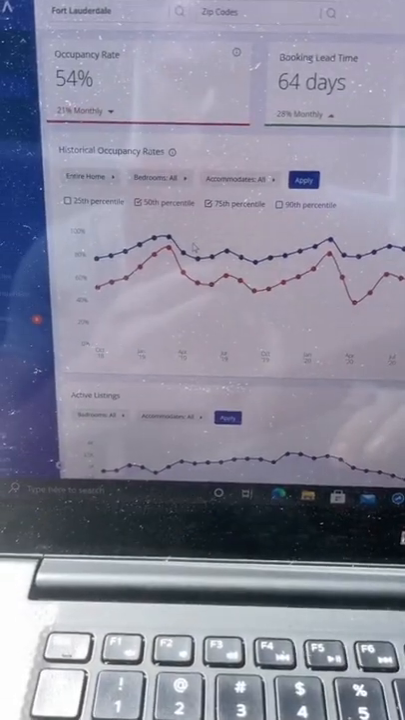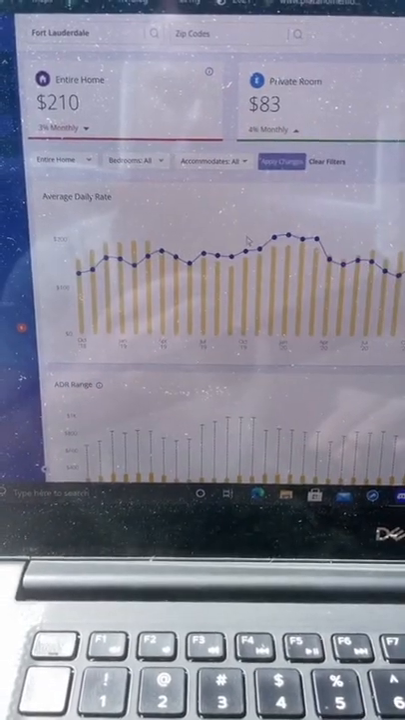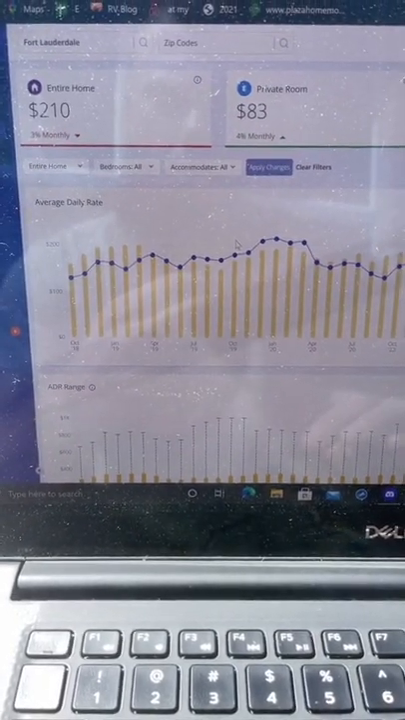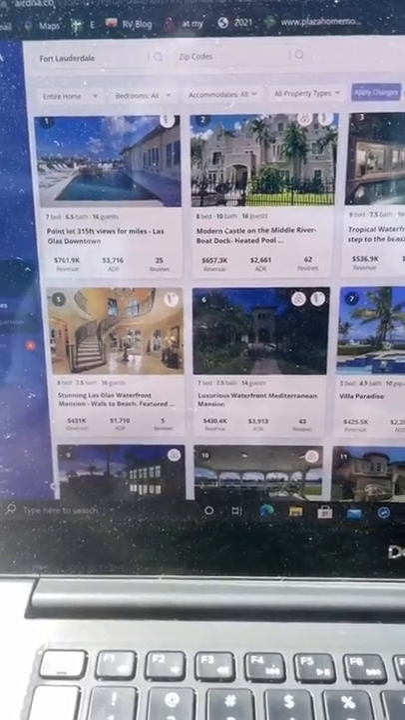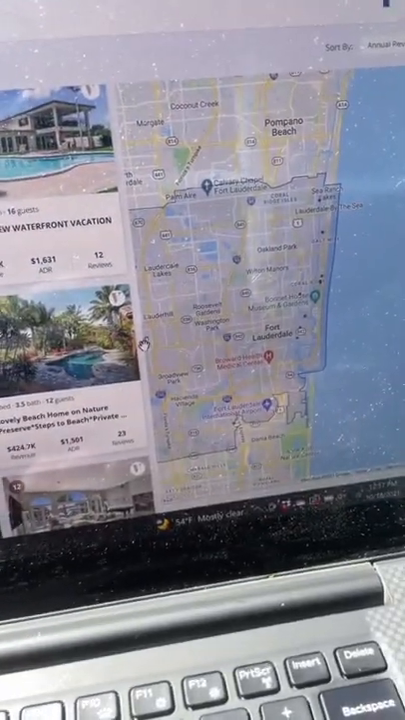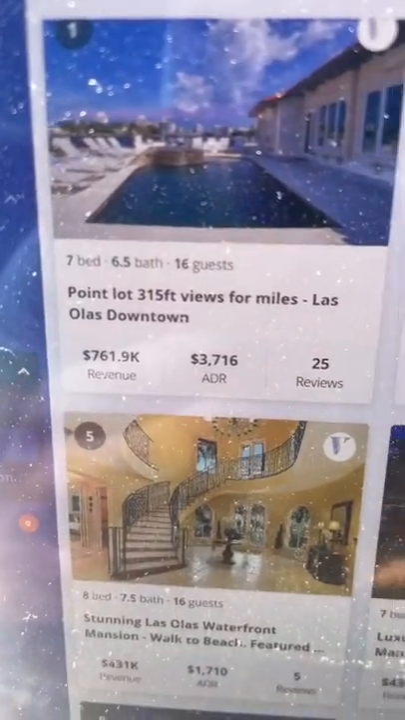You can look at historical occupancy rates, average daily rates, so the amount you pay to rent the place per night. And you can literally look at the top properties in a given market and look at every single one of them on a map. So it'll tell you exactly how much they made.